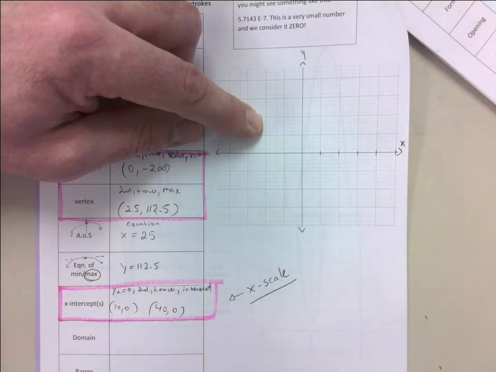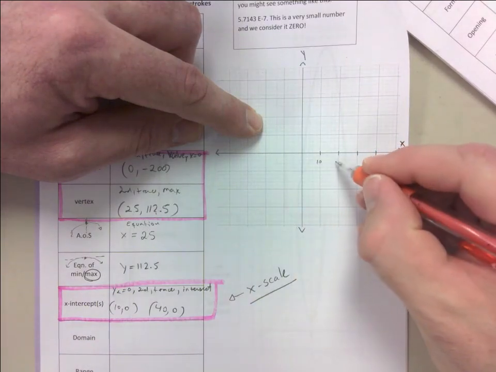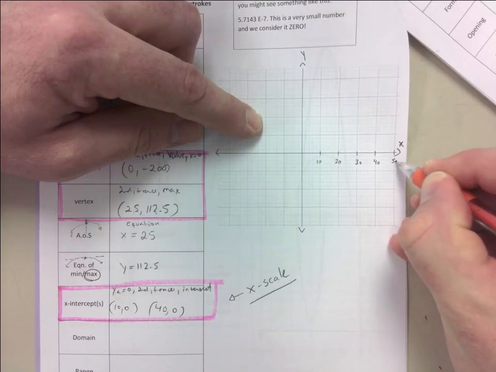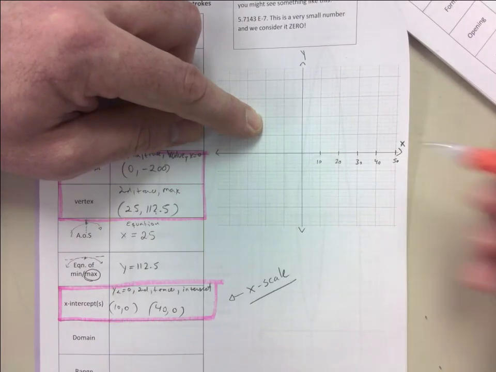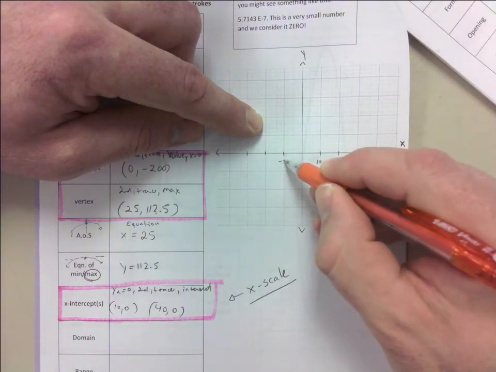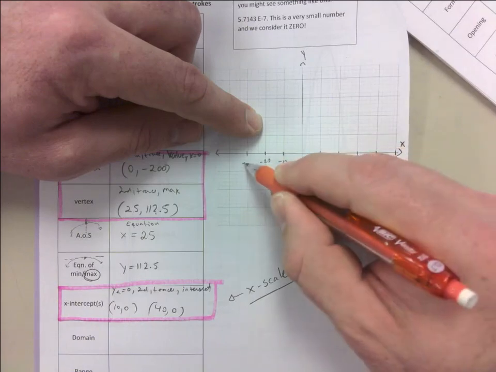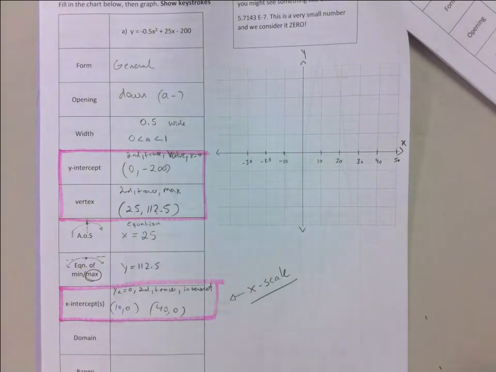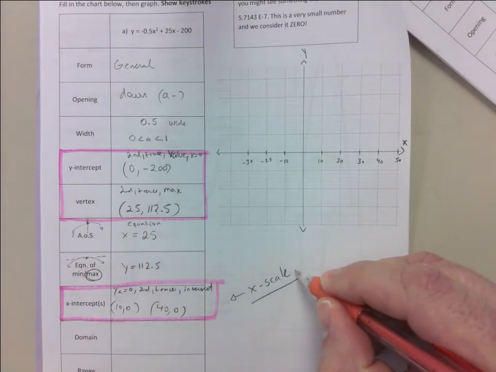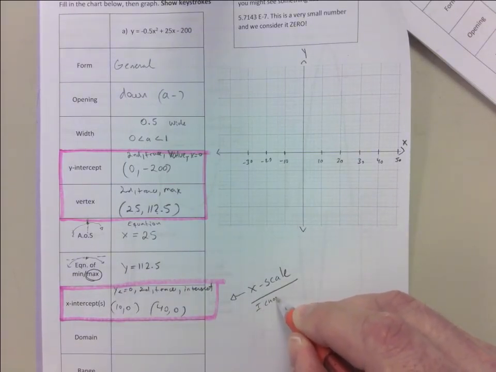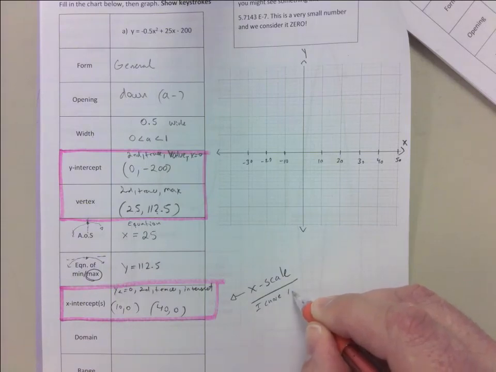So my scale today, Mr. Dirksen is picking 10, and I'm being consistent. Please clearly mark where you're labeling these points. And I'm going to show a few going to the left as well, even though right now we're not even going to use the negative values. So x scale is 10. I chose 10, okay?